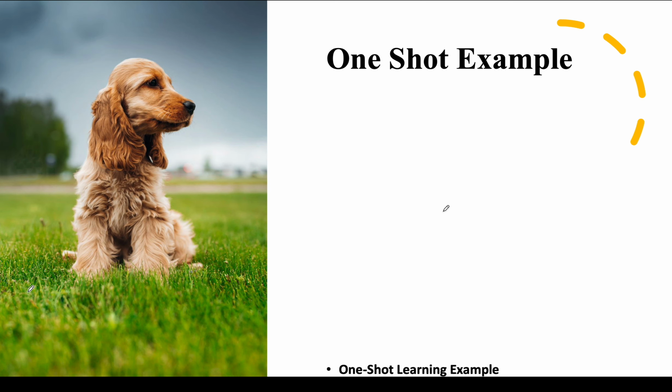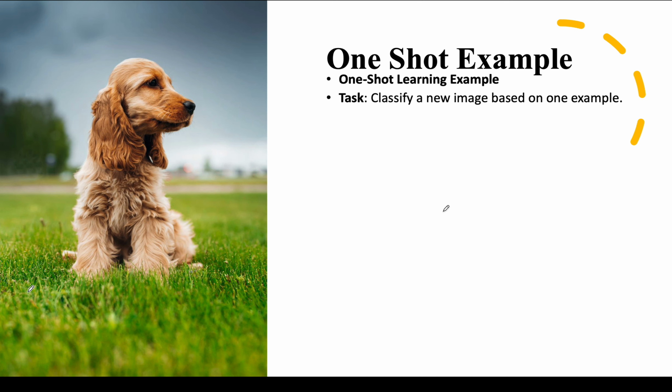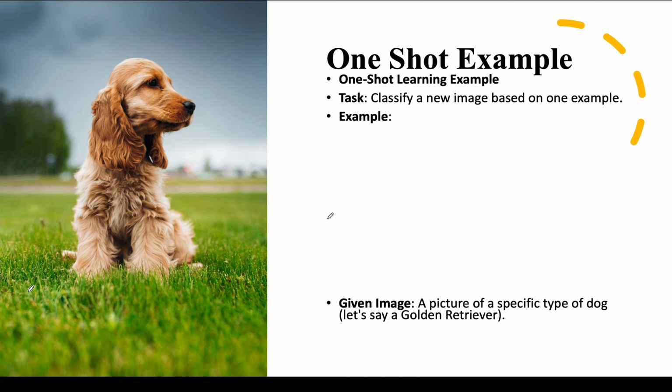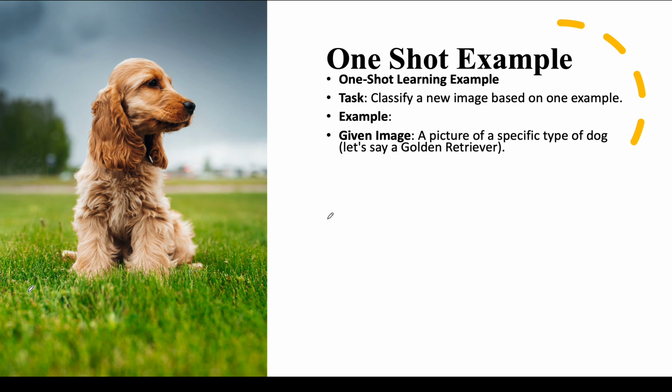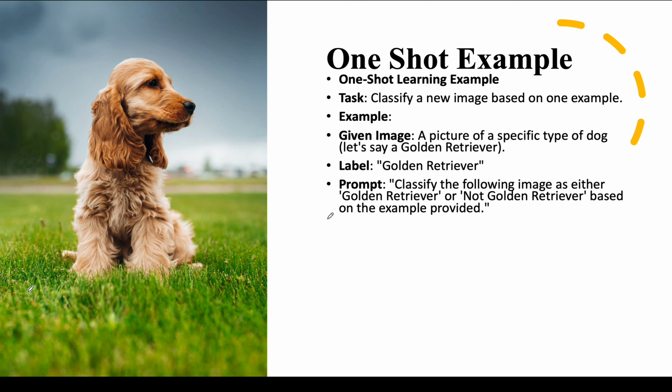Some examples of one-shot learning are classifying a new image based on one example. So if I provide an image of a dog, and I give this image as an example in a prompt, and I say that this is a specific type of dog, let's say golden retriever, and I label it golden retriever. Then I will ask in the prompt to classify the following image as either golden retriever or not golden retriever based on the example provided.